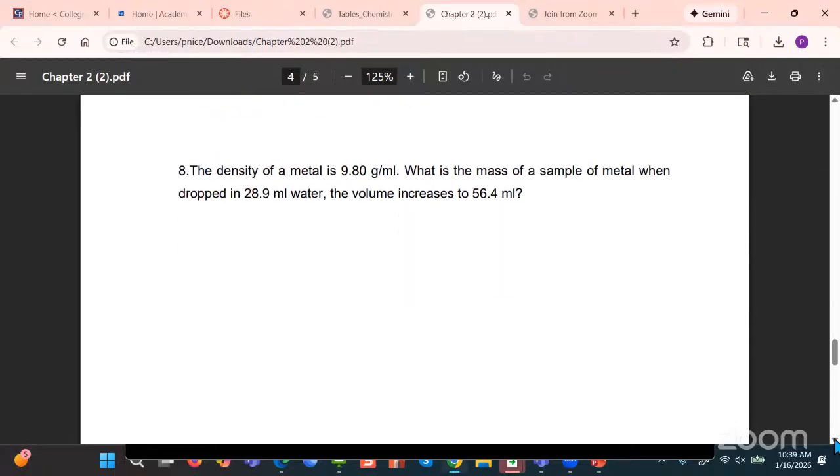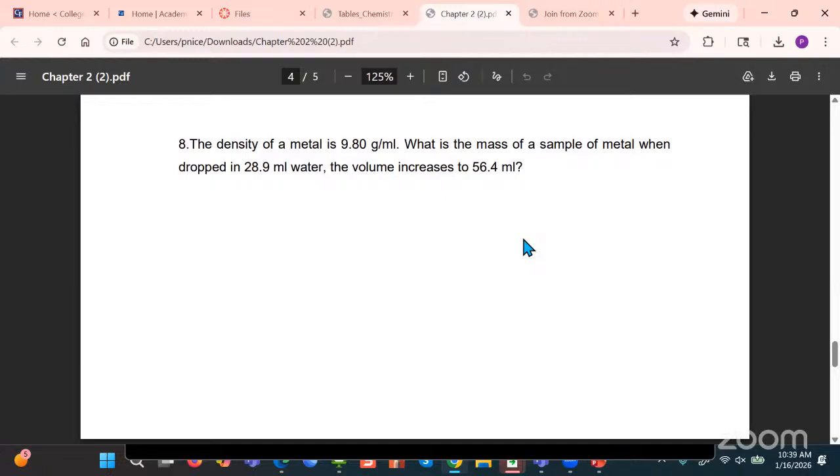All right, so let me clear this and scroll down to the next question, which is dealing with a process of determining the density of an object by submerging it in a liquid. And I think in some textbooks they call it something like the displacement method. So the question gives you the density of a metal, and then it says, what is the mass of a metal when it is dropped in water, and it gives you the volume, 28.9 mils, and then the volume increases to 56.4 mils.